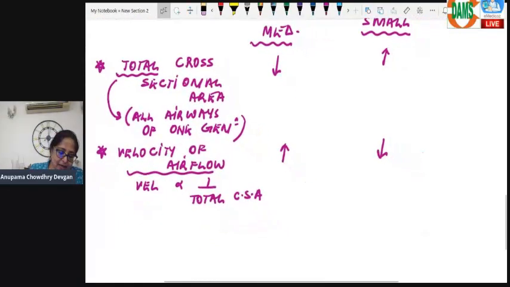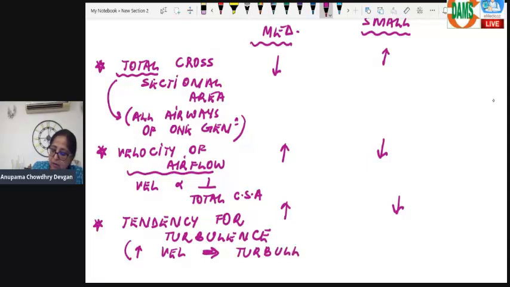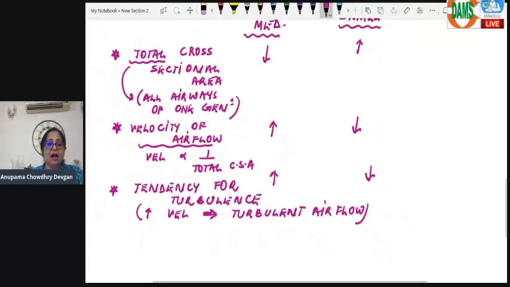Then the next important point is tendency for turbulence. You know, there are two types of flow: turbulent and laminar flow. Wherever velocity is higher, flow becomes turbulent. Tendency for turbulence is more in medium, less in small-sized airways. The higher the velocity, the greater will be the tendency for turbulence.